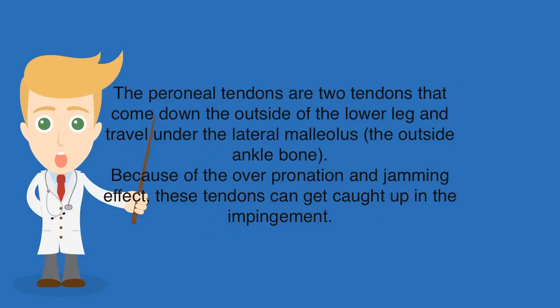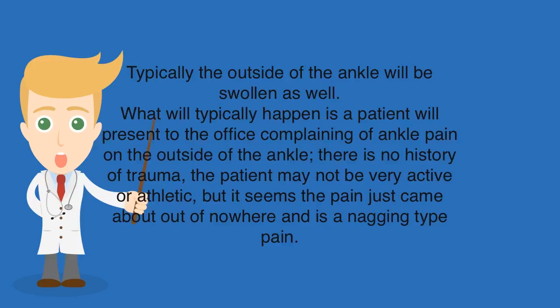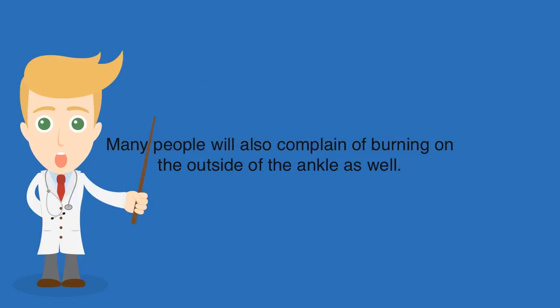The peroneal tendons are two tendons that come down the outside of the lower leg and travel under the lateral malleolus, the outside ankle bone. Because of the overpronation and jamming effect, these tendons can get caught up in the impingement. Typically the outside of the ankle will be swollen as well. What will typically happen is a patient will present to the office complaining of ankle pain on the outside of the ankle. There is no history of trauma, the patient may not be very active or athletic, but it seems the pain just came about out of nowhere and is a nagging type pain. Many people will also complain of burning on the outside of the ankle as well.